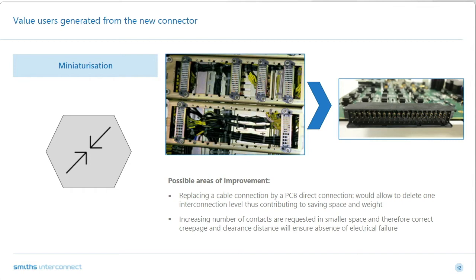Now, we recommend, where it is possible, reducing the number of cable assemblies with direct PCB connection. Direct connection on a PCB allows you to delete one interconnection level, contributing to savings of space and all the collateral benefits that come with it. For example, reduction of weight, resulting in an overall reduction of the size of the equipment that you are designing, and the overall architecture, therefore, that comes with it.